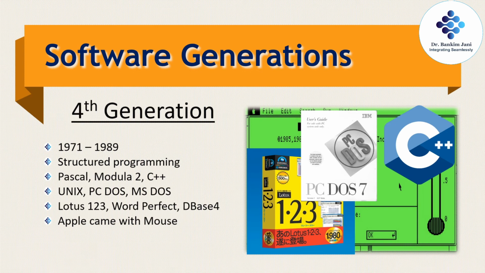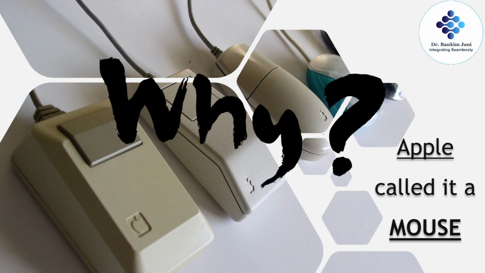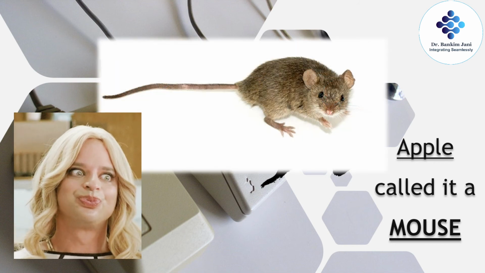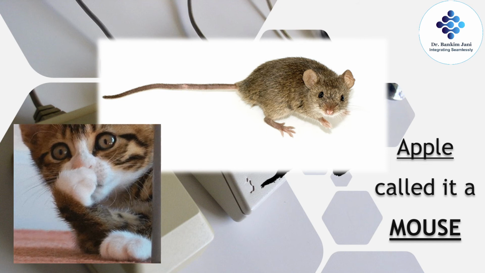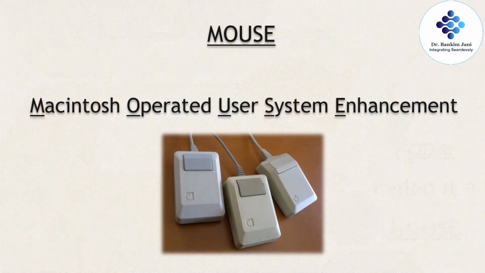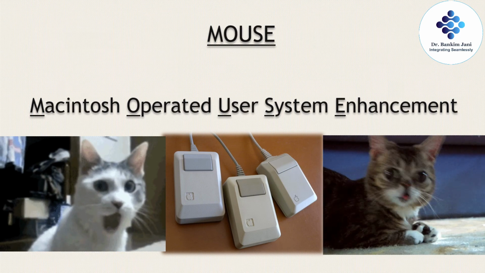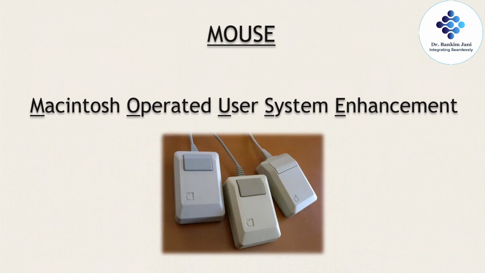Apple came up with the concept of the mouse, a very special device. Ever wondered why it was called mouse? Well, it looks like a mouse. It has got a tail. Well, Apple said it's a device which will enhance the user's system experience. So mouse is Macintosh Operated User System Enhancement. That's why mouse was called mouse.